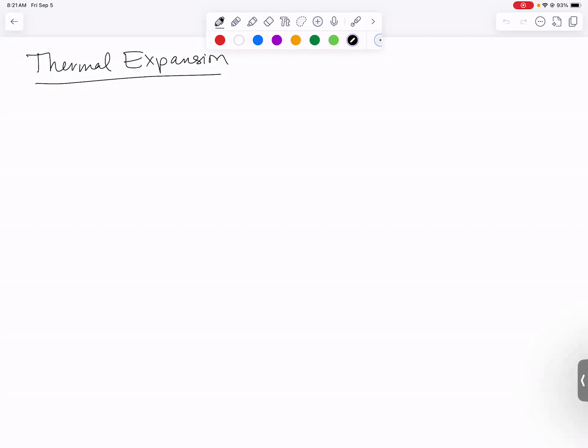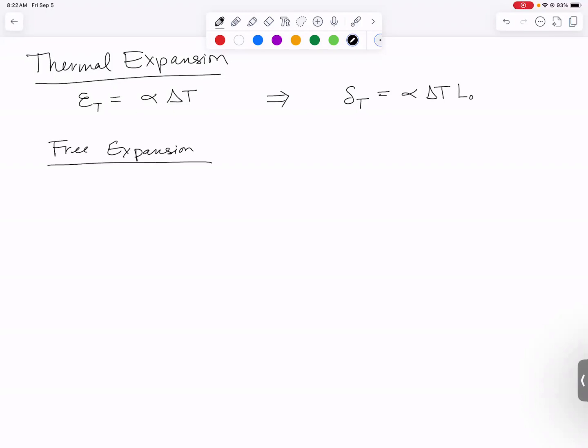So as a reminder from last time, we can calculate thermal strain using a simple equation, alpha times delta T, where alpha is our coefficient of thermal expansion and delta capital T is our temperature change. We then take that and use our definition of normal strain to get a thermal deflection, lowercase delta t, which is alpha, the thermal expansion coefficient, times the temperature change, capital delta T, times the original length of the bar.